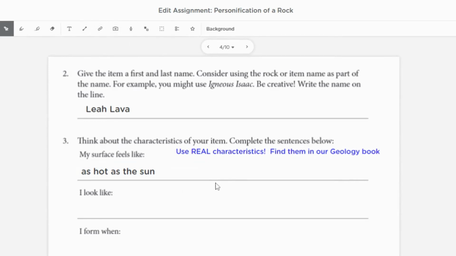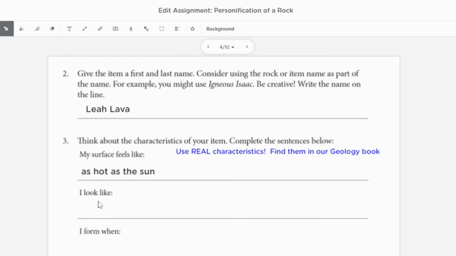And remember, we've already learned about similes and metaphors that compare one thing to another. So me saying that the surface felt as hot as the sun was a comparison to the sun, and that's a simile because it used like or as. So for the next few ones, you might want to pay attention to that as well.